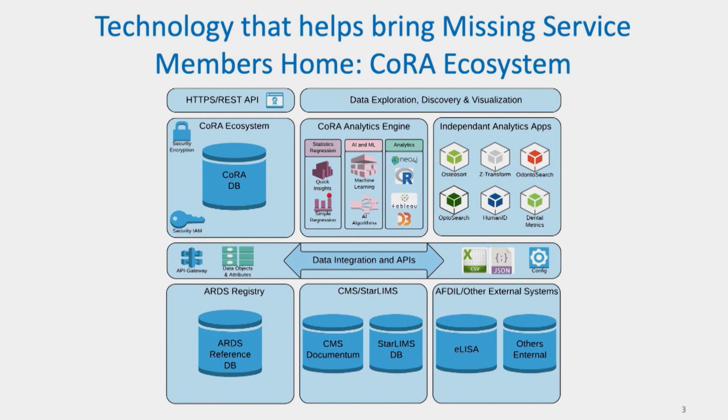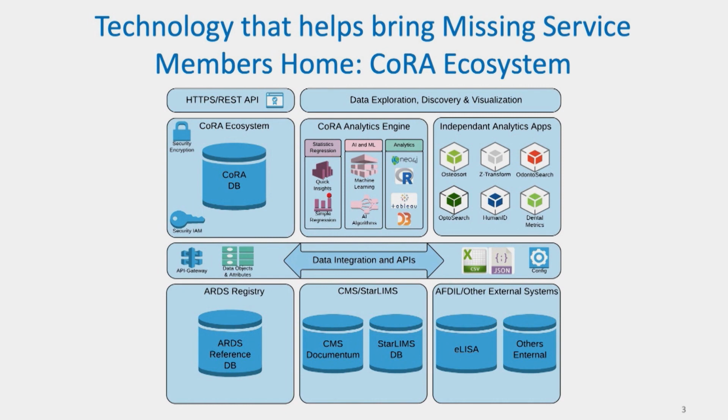So if you look at Cora, Cora actually has a core database, which is a secure, encrypted data set, and it has an API which connects the data set to allow you to interact with multiple systems within DPAA and external systems as well. And what we have put on top of this is a data exploration and discovery and visualization engine. And you can see that in the Cora Analytics engine.